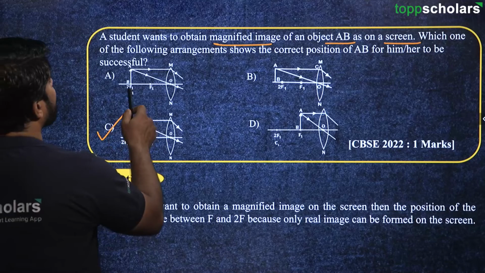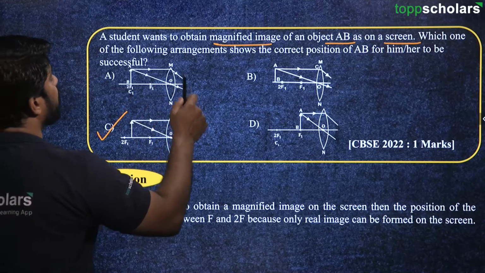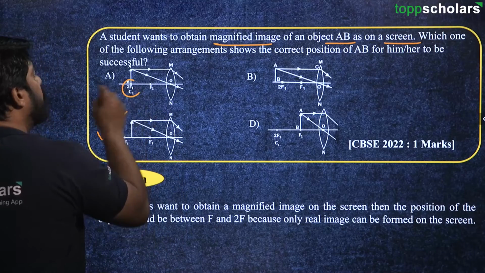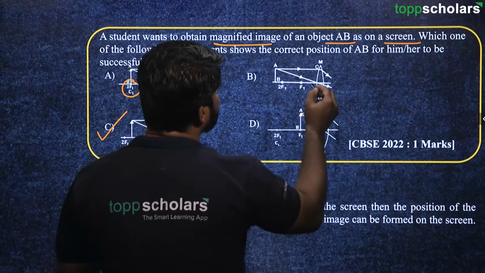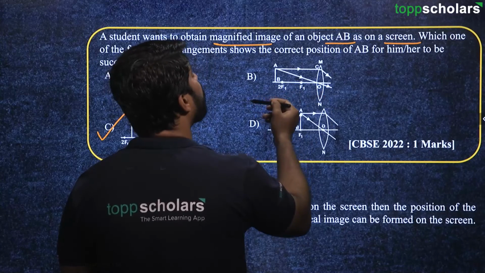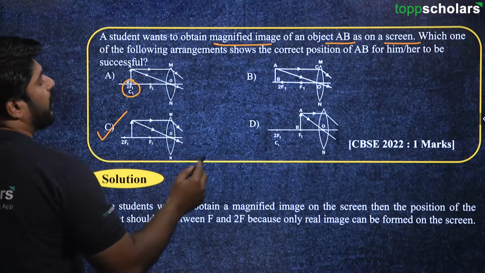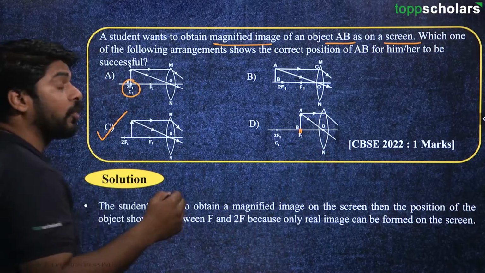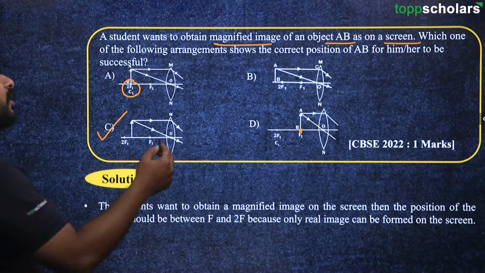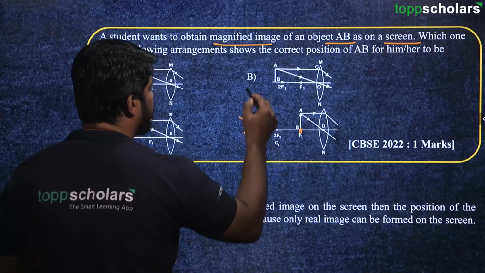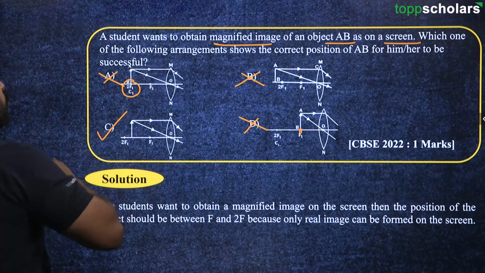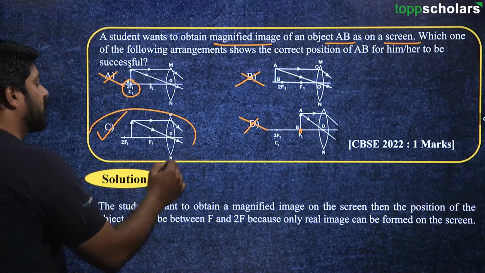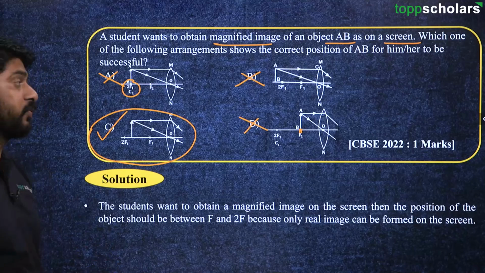So as we can see in this case, first case, we don't get magnified image, it is the same size because it is at 2F. Here in this case, the object is beyond 2F, so here we get diminished one, and in this last case it is at F, so here the image is not formed on the screen. So that's why this can also not be the option, okay. So these 3 are not the option, correct option is C, okay. So therefore this is the correct answer for this particular question.